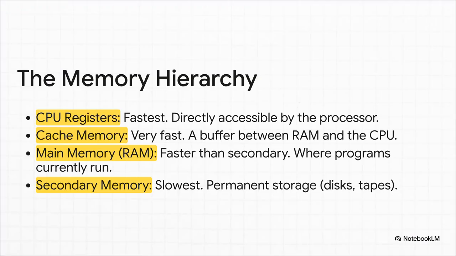Think of this hierarchy like a pyramid of speed. At the very top, you have those CPU registers we mentioned. They're the absolute fastest memory you can get, but they're tiny and crazy expensive. Right below that, you have cache memory. Then comes the main memory, or RAM, which is much bigger but a bit slower. And way down at the bottom is your huge but much slower hard drive. The rule is simple. The higher up the pyramid you go, the faster, smaller, and more expensive the memory gets.